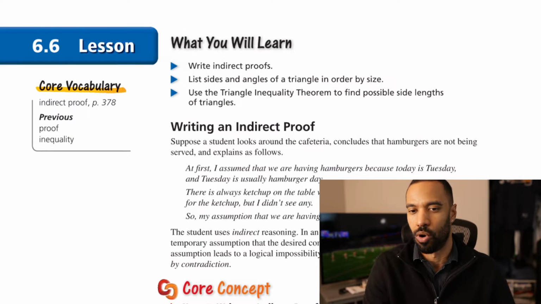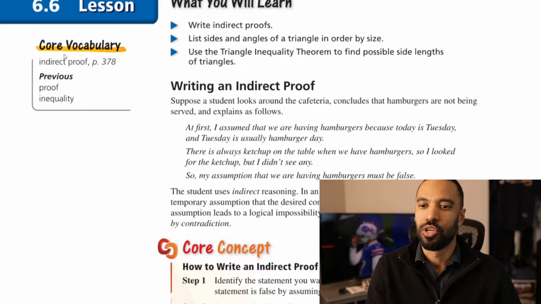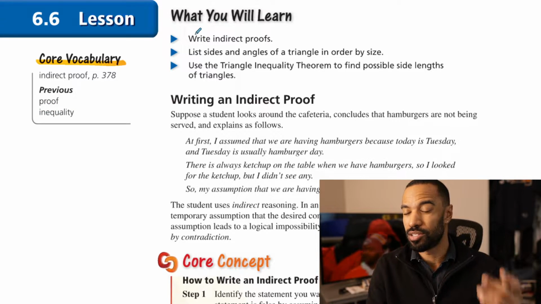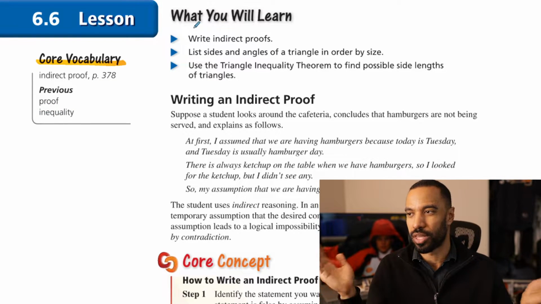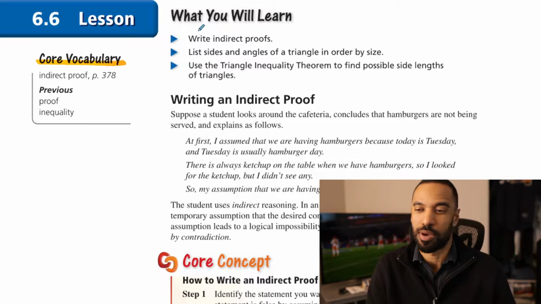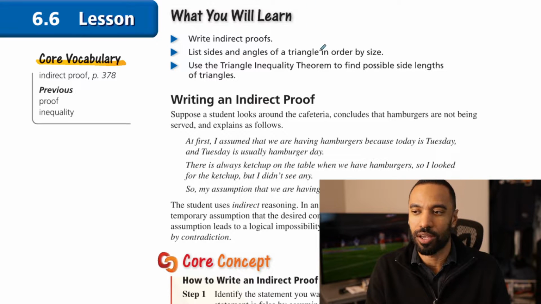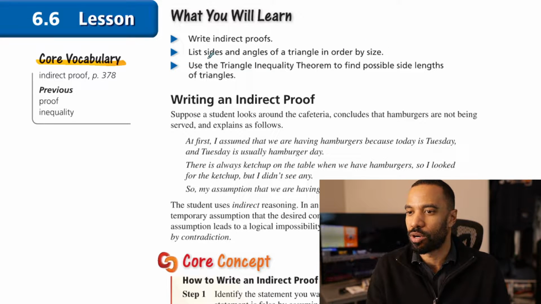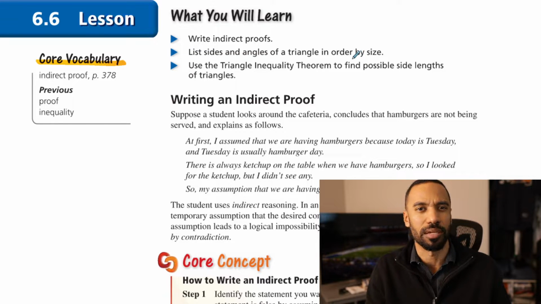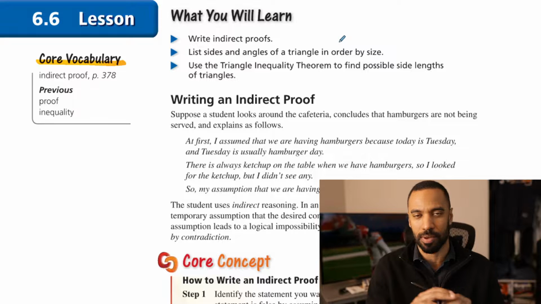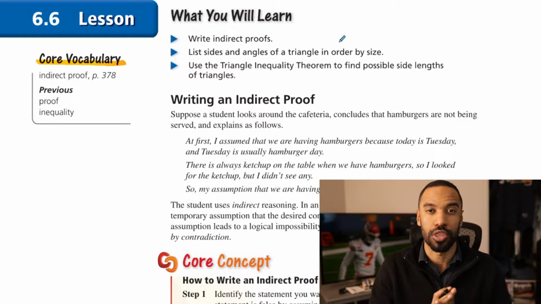Let's look at what we're going to talk about. New core vocabulary: indirect proof. Previous things are on proof and inequality. Honestly, I forget what indirect proofs are as a whole, so your guess is as good as mine. I'm learning with you. Write indirect proofs, list sides and angles of a triangle in order by size. This is the inequality part, I know this very well. List sides and angles of a triangle in order by size and use the triangle inequality theorem to find possible side lengths of triangles. Because here's the thing: you can't make any old triangle from any three side lengths. There need to be certain sizes by comparison, which we're going to look at with the theorem.